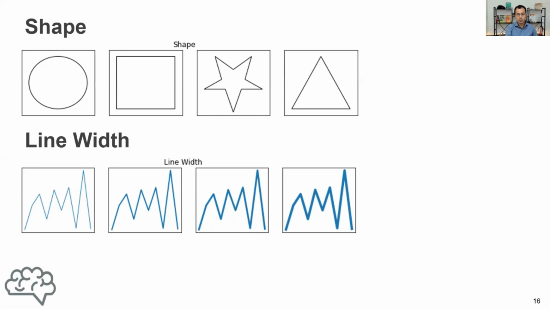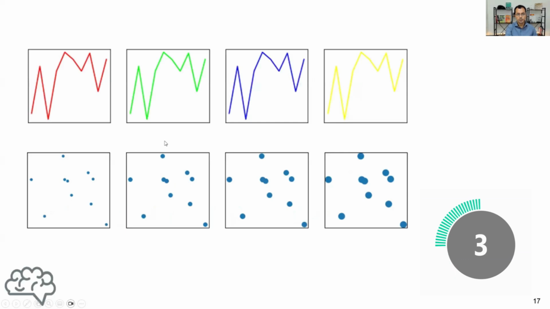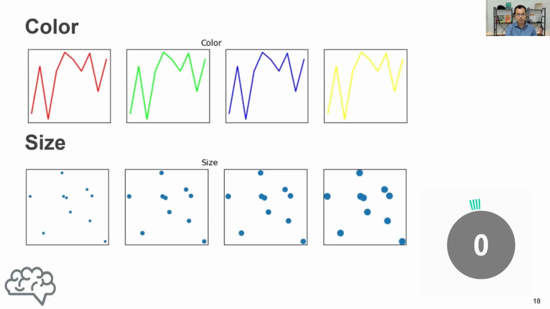Ready? For each set of pictures that I give you, I will allow you around 3 seconds to guess what is the preattentive feature that we are talking about. After that, I'm going to show you the correct answer. Here we have line color, and here we have the size. Ready for the next?